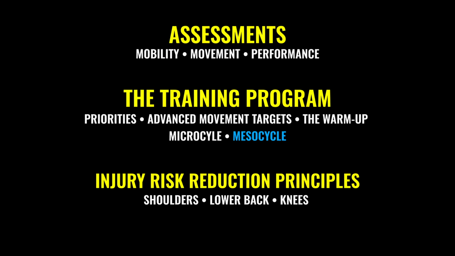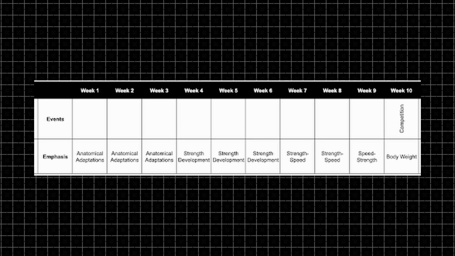Building the mesocycle. Mesocycle is a fancy way of saying a training block of 2 to 10 weeks. An easy way to plan your general mesocycles is to count backwards from important competitions or seasons and assign training themes to each week. Here's a simplified example.